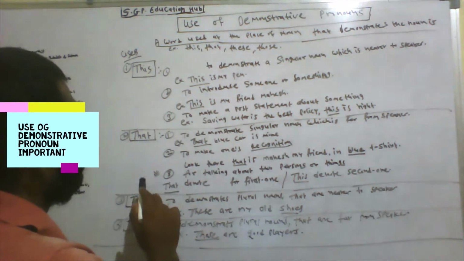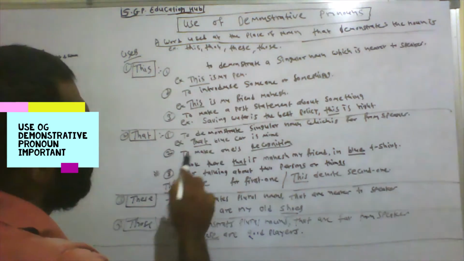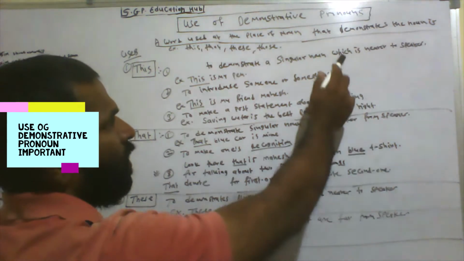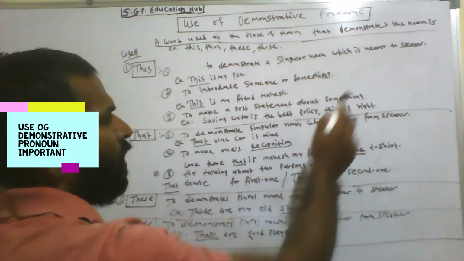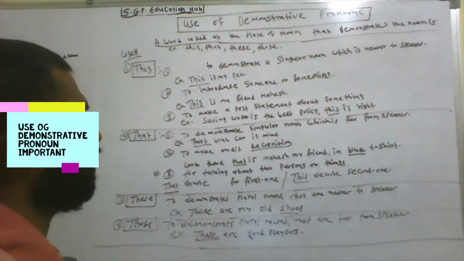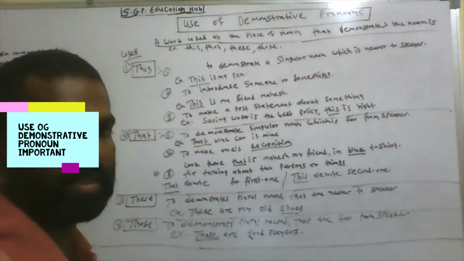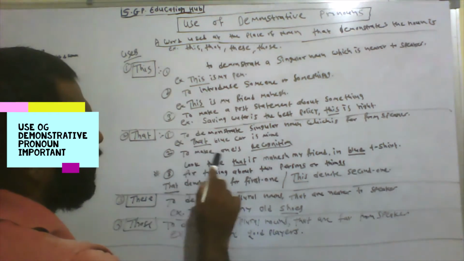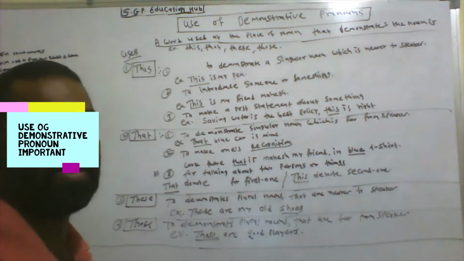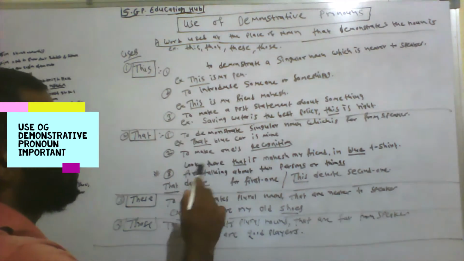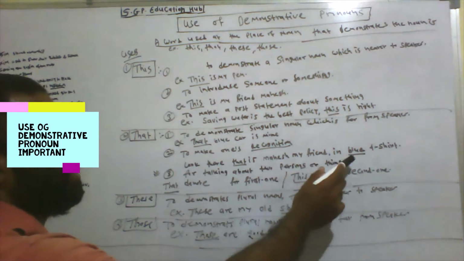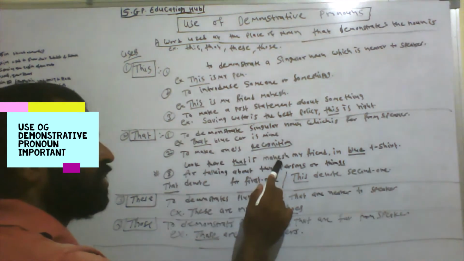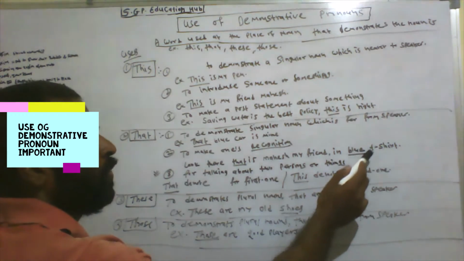Now let's learn the uses of that. First, to demonstrate a singular noun which is far from the speaker. Example: that blue car is mine. The second use of that is to make one's recognition. Look there, that is Mahesh, my friend in the blue t-shirt.